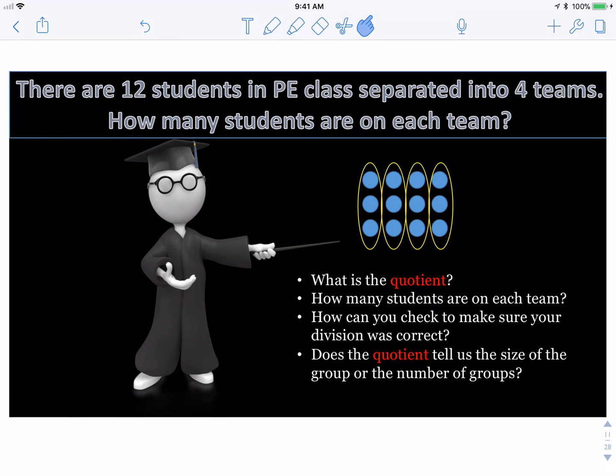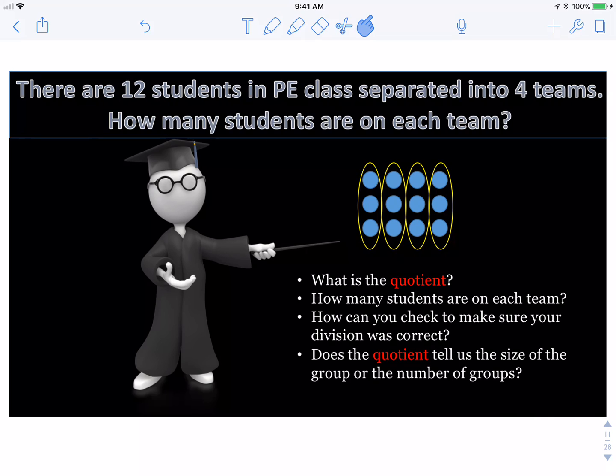Okay, so here's how I did it. You can do boxes or you can do circles. Either way is fine. If you notice, I have 4 teams. That leaves me with 3 rows. 4 times 3 is 12, so that works.